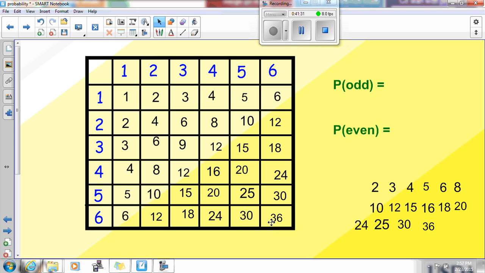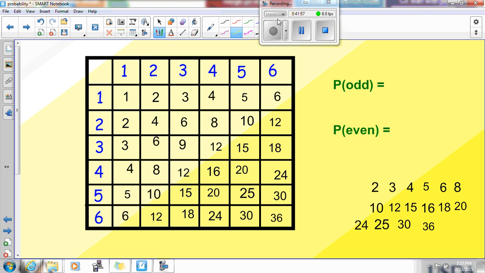So if you count up all these different possibilities of a row, 1, 2, 3, 4, 5, 6, there's 6 rows of 6, that's 36. Again, 6 possible events here and 6 possible events here, so we multiply them to get 36. 36 is our bottom number. That's the total possible outcomes.